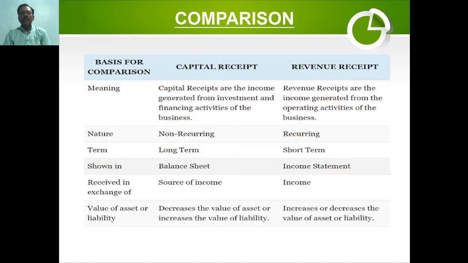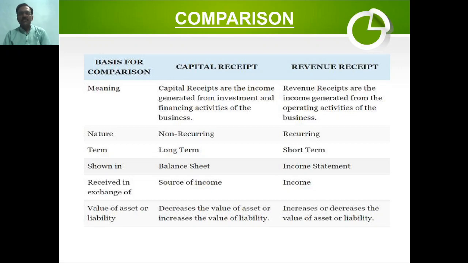Now if we want to find the difference between revenue receipts and capital receipts, so capital receipts are generally from financing activity, whereas revenue receipt is from operating activities. Capital receipts are non-recurring, whereas revenue receipts are recurring. Capital receipts are long-term in nature, as loan, when we borrow, it is to be repaid in 5 years, 10 years. Even debentures, when they are issued, the use will be for long-term. Whereas revenue receipt, for example, rent received or the sales which we incur, are short-term in nature.